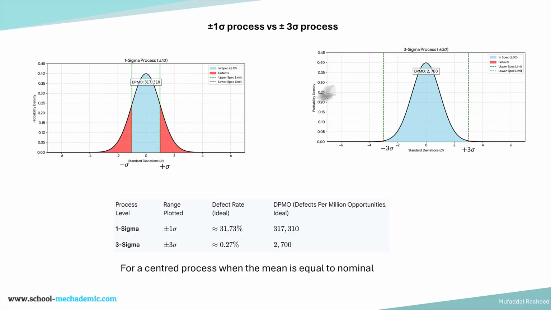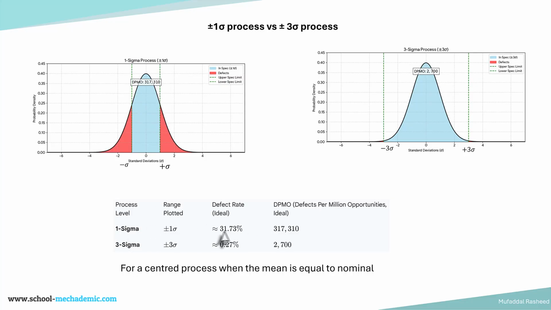Whereas if you have a manufacturing process in which the upper and lower specification limits are spaced at plus 3 sigma and minus 3 sigma from the mean as shown, then the number of defects will be much lesser. So a process which is able to manufacture with plus or minus 3 sigma is a superior process as compared to a process which manufactures at plus or minus 1 sigma, which is shown over here in the table.